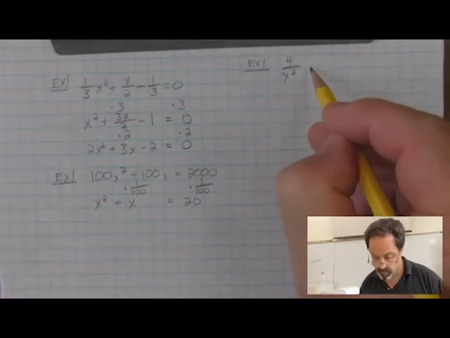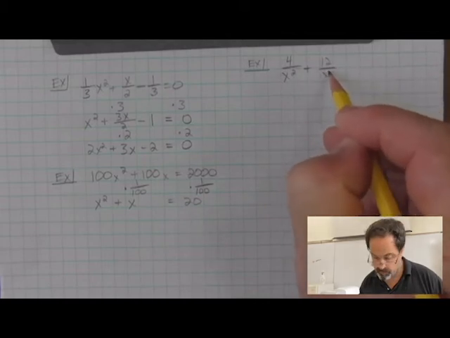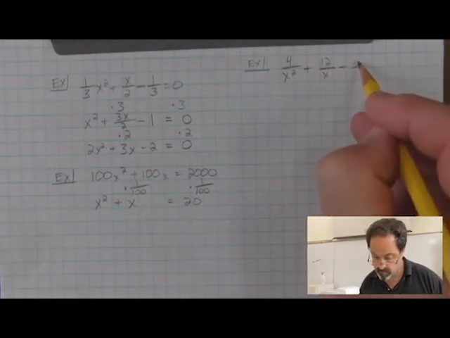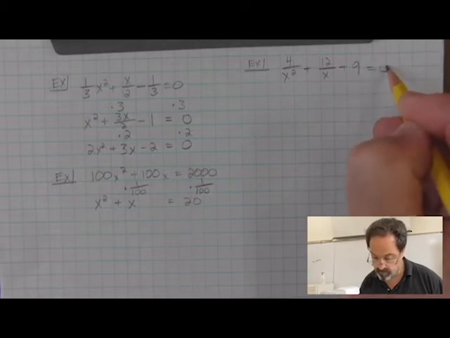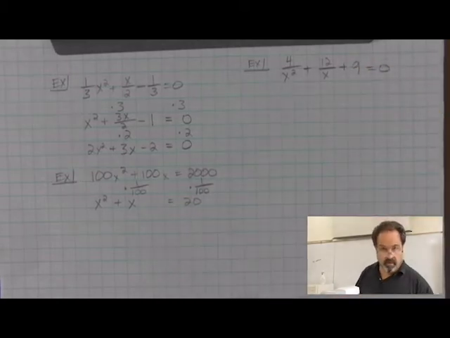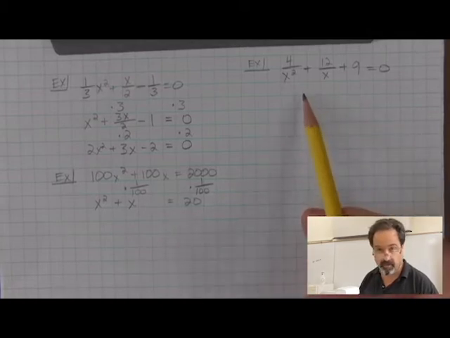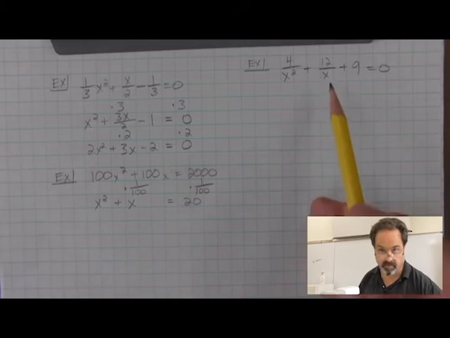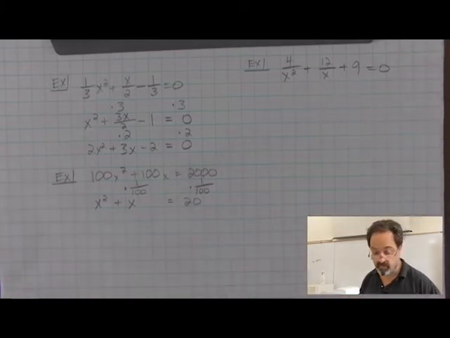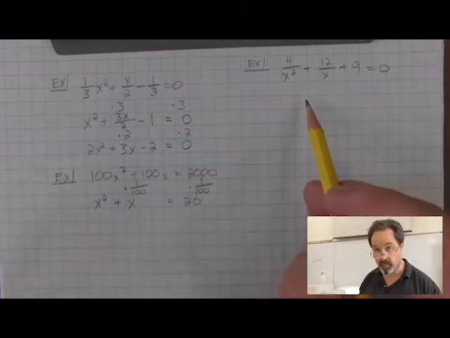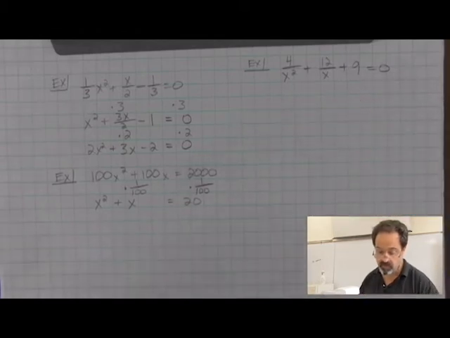4 over x squared plus 12 over x plus 9 is equal to 0. This is quadratic because it has an x squared term. But what are the coefficients? Not easy to tell. The variables are in the denominators. That's weird. So we're going to use the strategy of multiplying through in order to change it into an equivalent quadratic equation where it's more obvious what our coefficients are to work with.